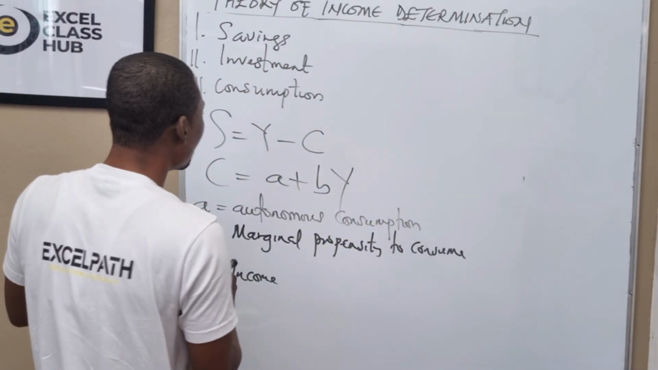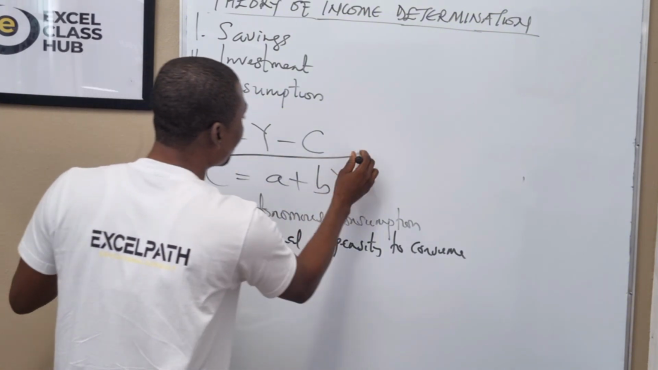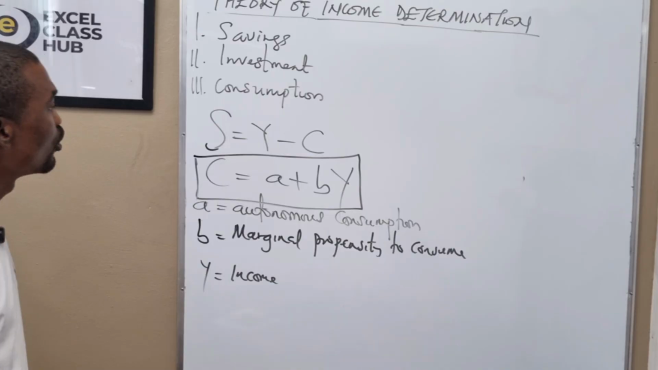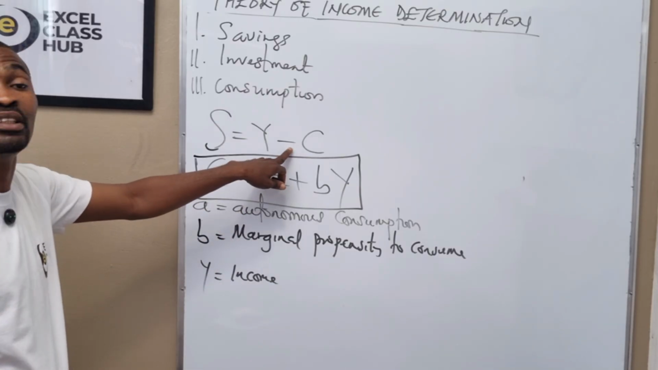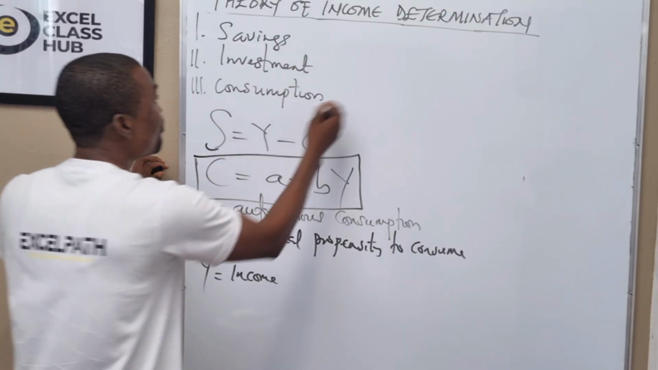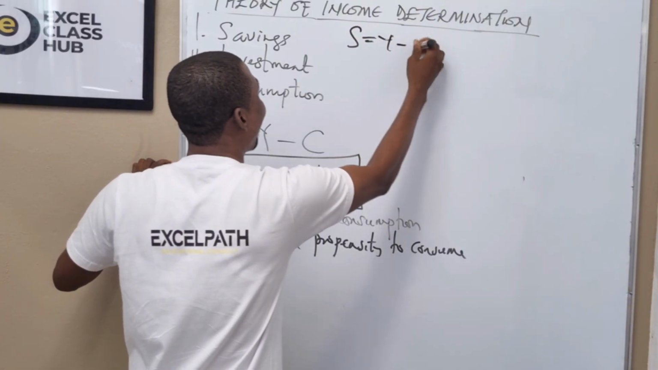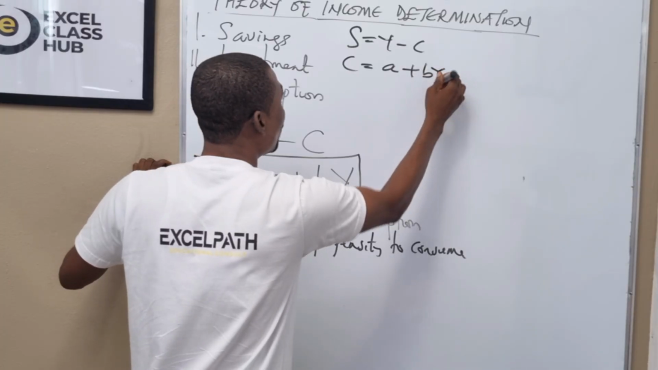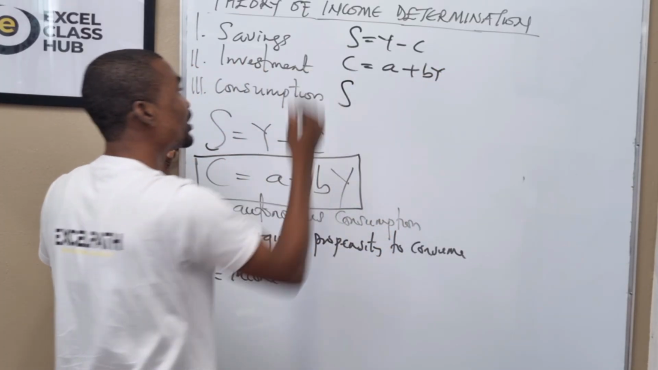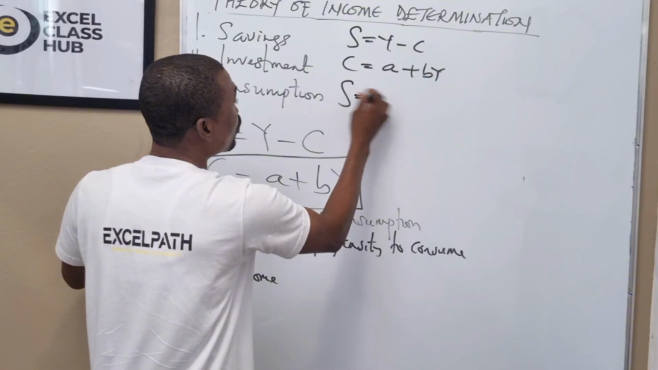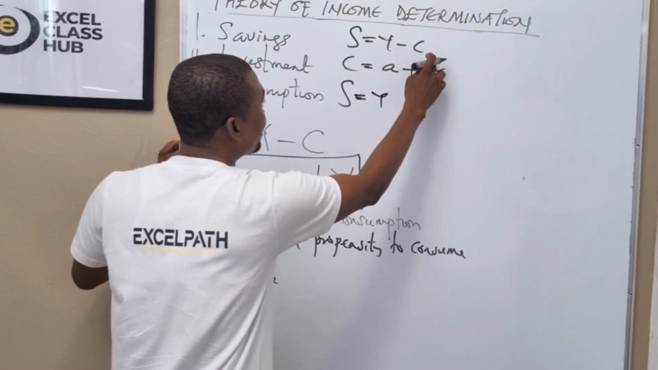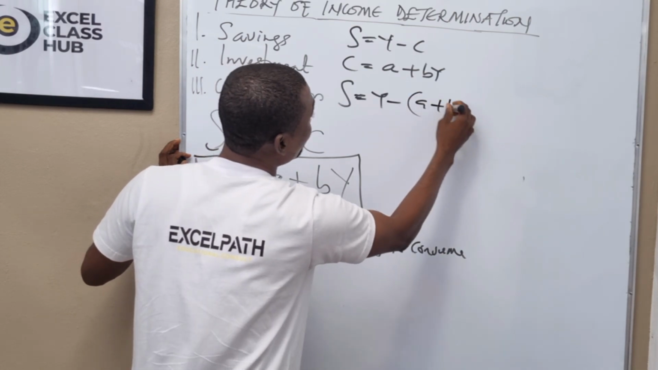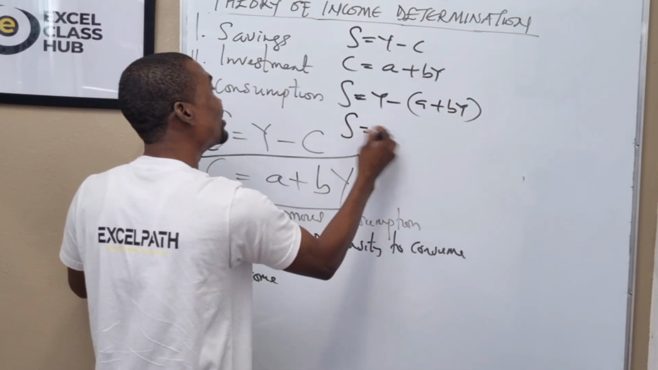Now, recall that given a consumption function, this is our consumption function. So if we want to get our savings function, we are going to substitute the value of C in the savings function. So our savings function, we have S equals Y minus C. And our C is equal to A plus BY. So let's substitute now. We want to derive our savings function. So S is equal to Y minus C. Our C now is minus into bracket A plus BY.